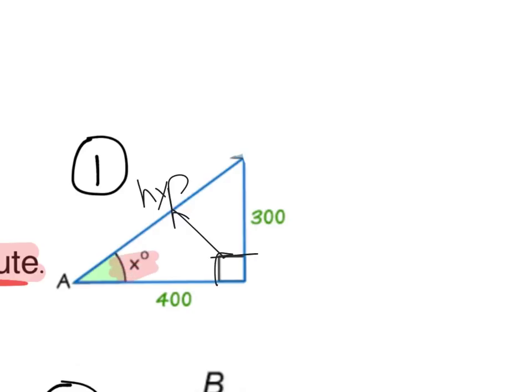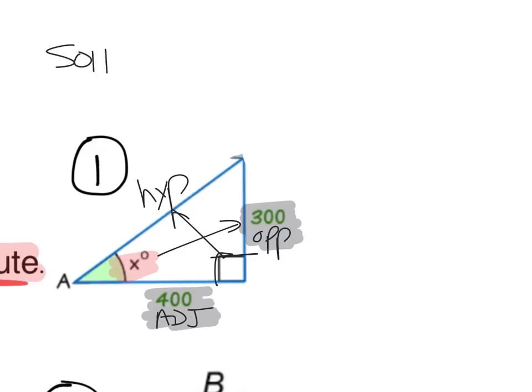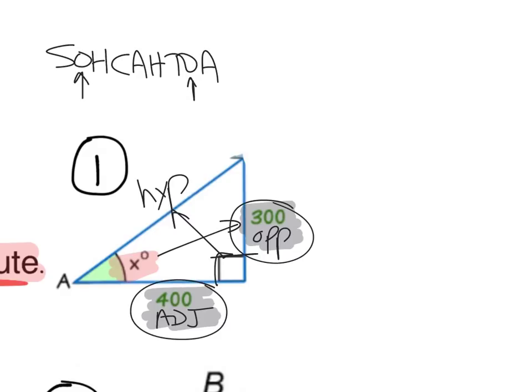Trigonometry is always about angles. So here our angle is x. So directly opposite makes the 300 the opposite and the 400 the adjacent. We identify our active sides. Here the active sides are the opposite and the adjacent. So I'll write out SOHCAHTOA and try to determine which of the 3 trig functions we're using. I'll label the opposite. I'll label the adjacent.